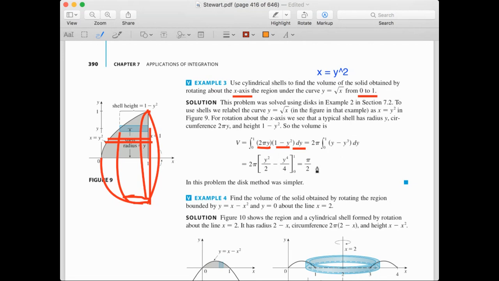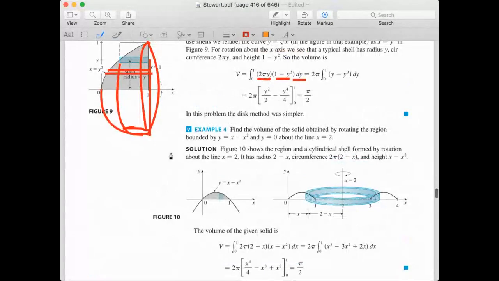If you really want to get the idea of this method, you can also use the washer method. You do two different methods on the same question, the washer method, then you try the shell method. If you get the same answer, you did it right.